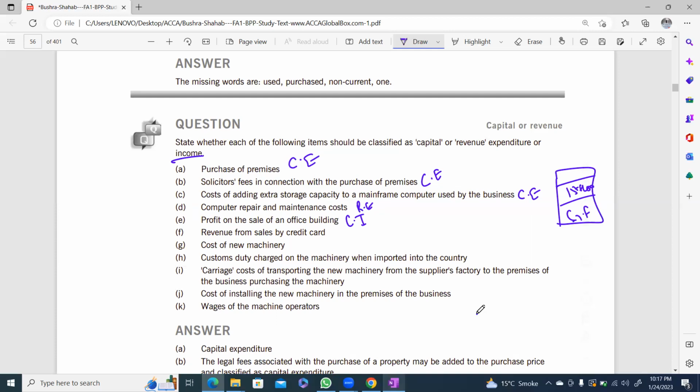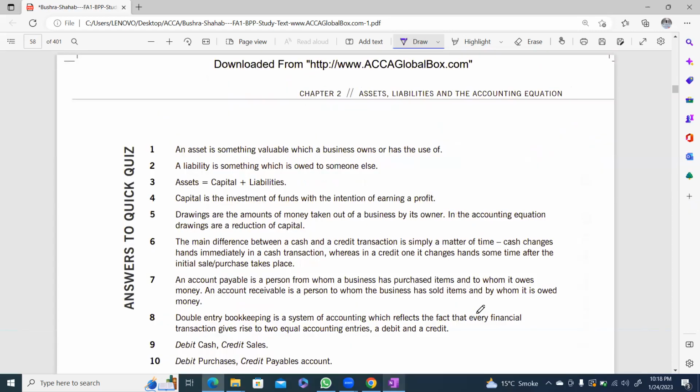The most common example of this can be seen if you have purchased a bike. All the expenses incurred in bringing the bike to your house or to your location are capital expenditure. Once you started using that bike, from that day your revenue expenditure will start, like the fuel, the maintenance, the repair costs. All the expenses incurred after that time period will be your revenue expenditure. Okay, now this chapter is completed.